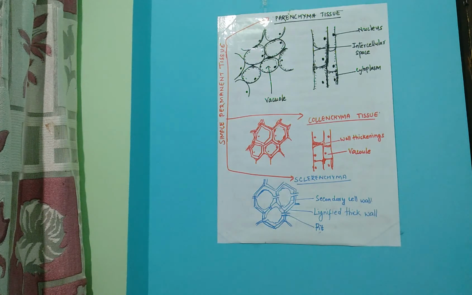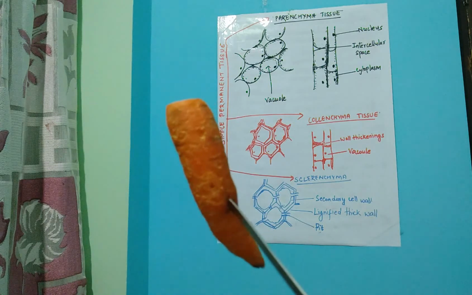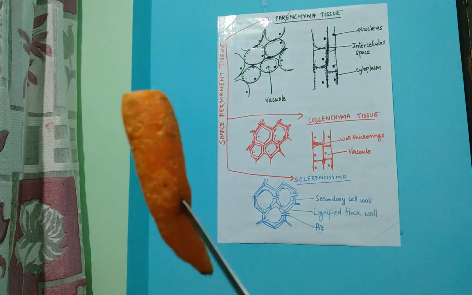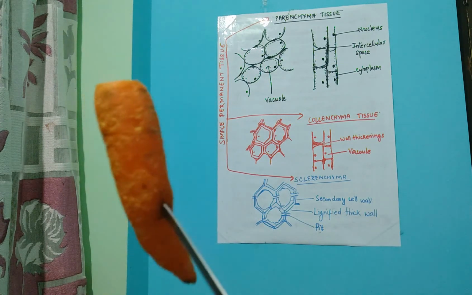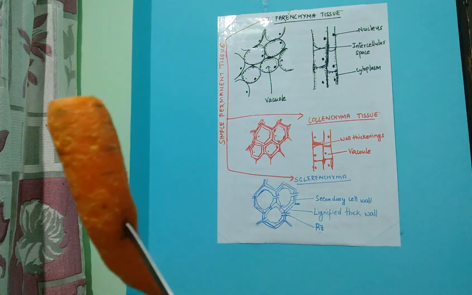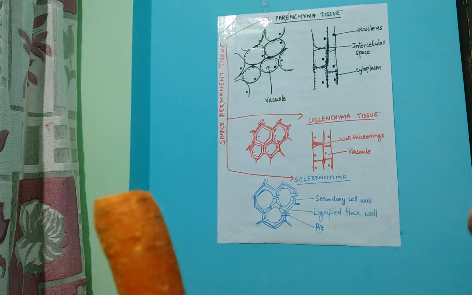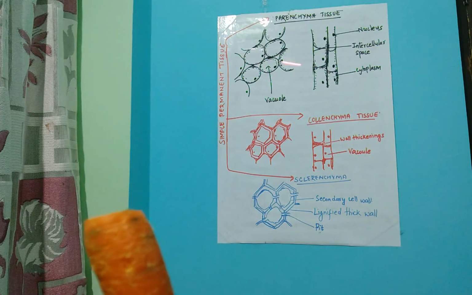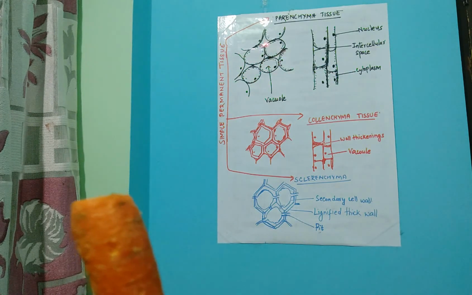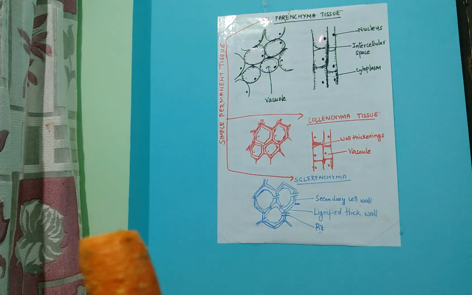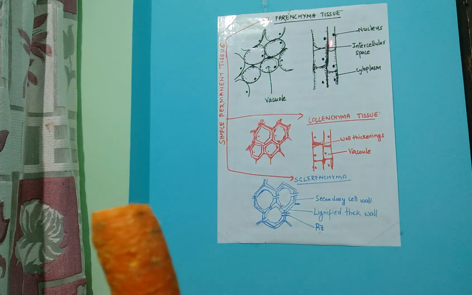Now, after seeing this picture, you must be confused. What is that? Okay, I'll let you know. Now, look at this carefully. What is this? This is a carrot and it is a modified root. Here, see, the pictures and diagrams are the same, but this one is your transverse section and this one is your longitudinal section.